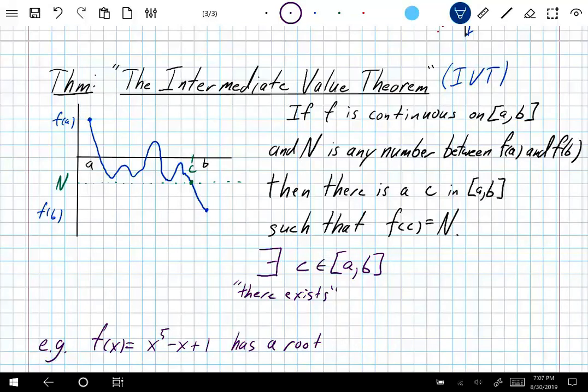Okay, so this right here is "in," such that we often write as "such that" f of C equals n. Okay, I show you this one because it's fun.